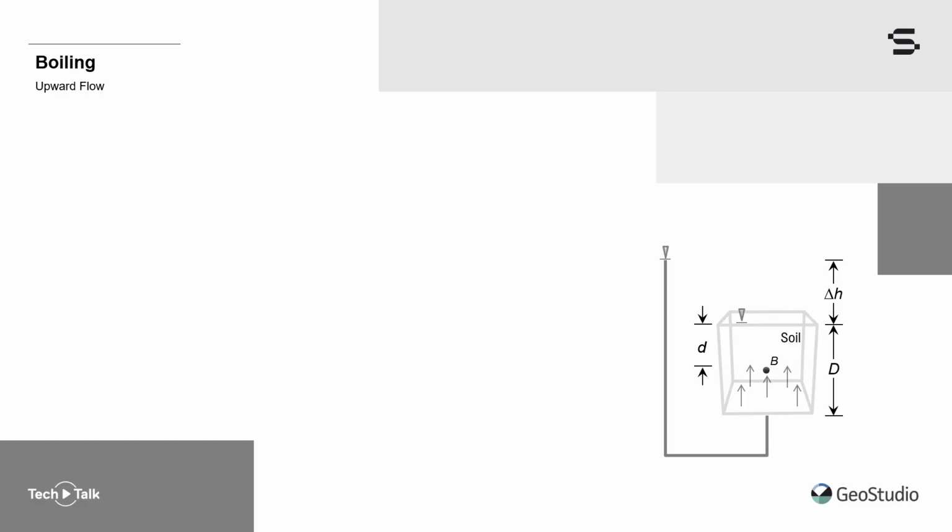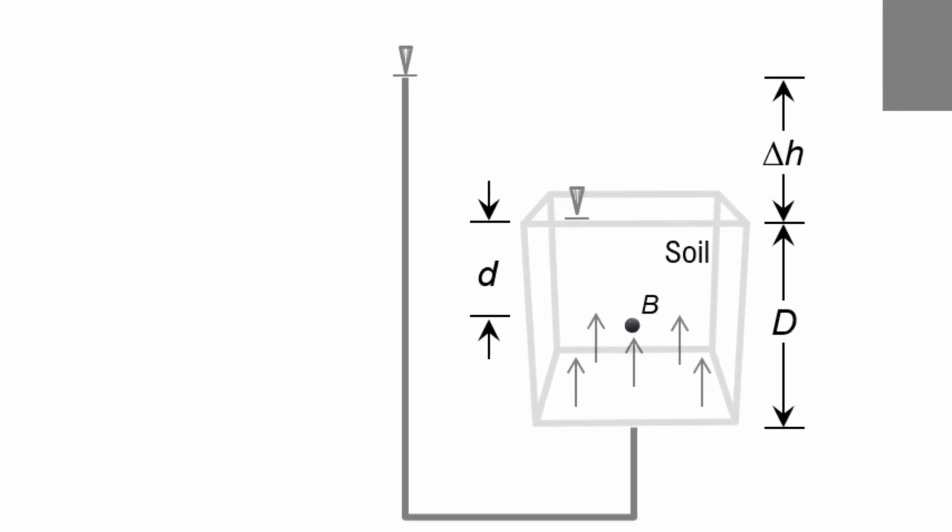The conditions that lead to boiling can be defined by considering a point in a saturated soil sample with upward groundwater flow. As shown in the bottom right-hand side of the slide, the point B is in the middle of the sample and the head loss across the sample is equal to delta H. Note that the head loss is negative as it follows a standard physics convention that fluids flow from regions of high total head to regions of low total head.